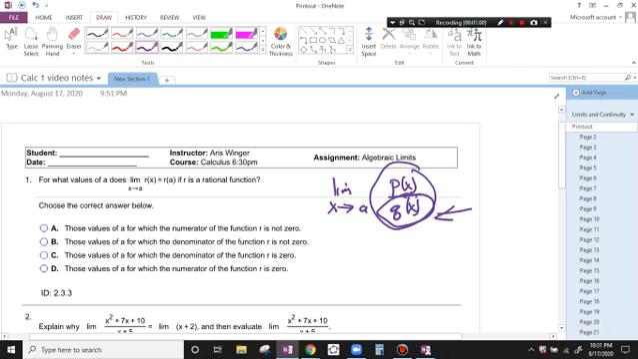Let's see what the answer choices say. Those values of a for which the numerator of the function is not 0. Those values of a for which the denominator of the function r is not 0. Those values of a for which the denominator of the function is 0. Those values of a for which the numerator of the function r is 0. So this is clearly a question about the denominator, as we just said. It says, for what values is the limit actually equal to r of a? It's those values of a for which the denominator is not 0 that we're looking for. It's B.